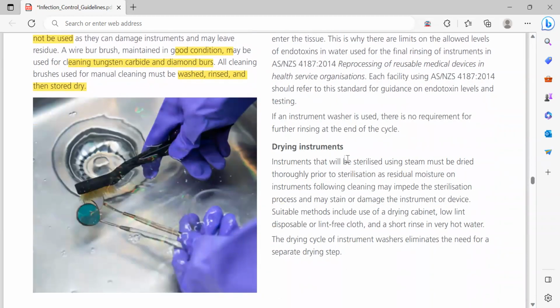Then you need to dry the instruments. How can you dry them? Clean instruments that will be sterilized using steam must be dried thoroughly, as any residual moisture on instruments following cleaning may impede the sterilization process and may also stain or damage the instruments. So it is very important that you dry the instruments. And how can you dry them? Either by using low-lint disposable or lint-free cloth, or a short rinse in very hot water.